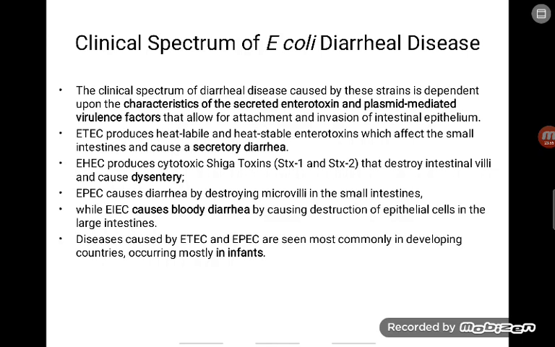Usually, enterotoxigenic E. coli produces heat-labile and heat-stable enterotoxins, which affect the small intestine and cause secretory diarrhea. Enterohemorrhagic E. coli produces a cytotoxin, Shiga toxin, that destroys intestinal villi and may cause dysentery. Enteropathogenic E. coli causes diarrhea by destroying the microvilli in the small intestine, while enteroinvasive E. coli causes bloody diarrhea by destroying the epithelial cells in the large intestine. The diseases caused by enterotoxigenic E. coli and enteropathogenic E. coli are seen most commonly in developing countries, occurring mostly in infants.